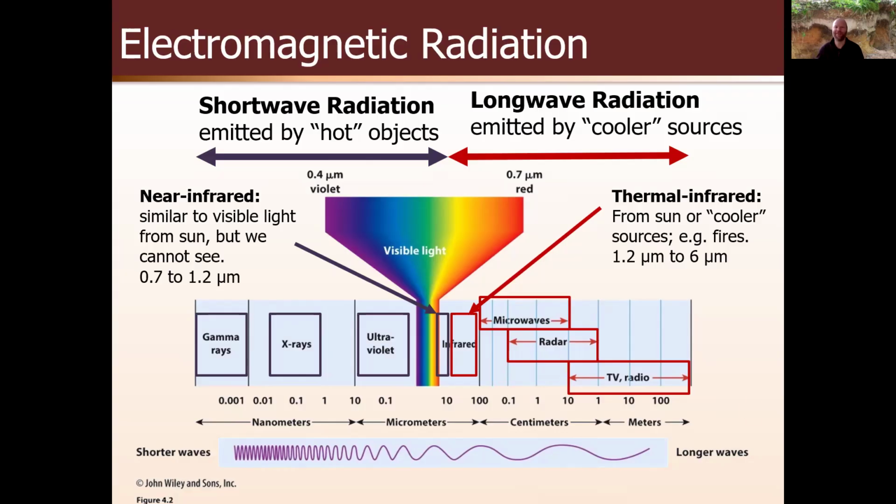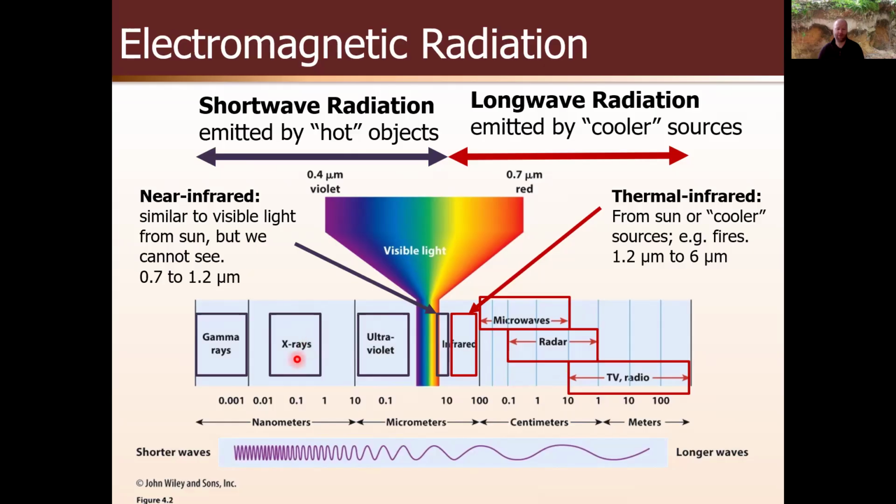Here's radiation. And so we have shortwave radiation that's emitted by hot objects, and they include gamma rays, X-rays, ultraviolet rays, near infrared, or sorry, visible light, and then near infrared, my fault. And so here is your near infrared. Here is the visible light spectrum, which we see, then going down to ultraviolet, then X-rays and gamma rays.